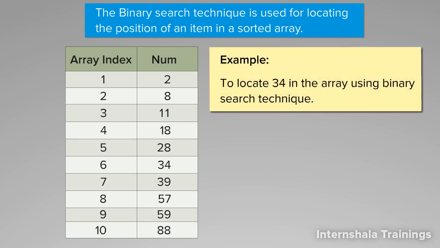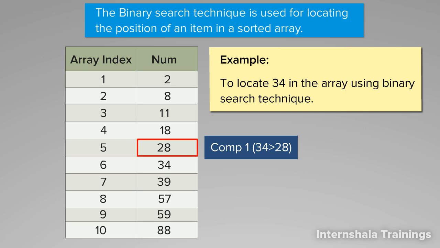Here, we have an array of 10 elements and we wish to locate the number 34 in the array. For this, we split the 10 elements into two halves, that is 10 divided by 2. The result is 5, so we check the fifth element. The fifth element is 28, which is less than 34. Thus, the searched value is higher in the list, that is, a larger index is needed.